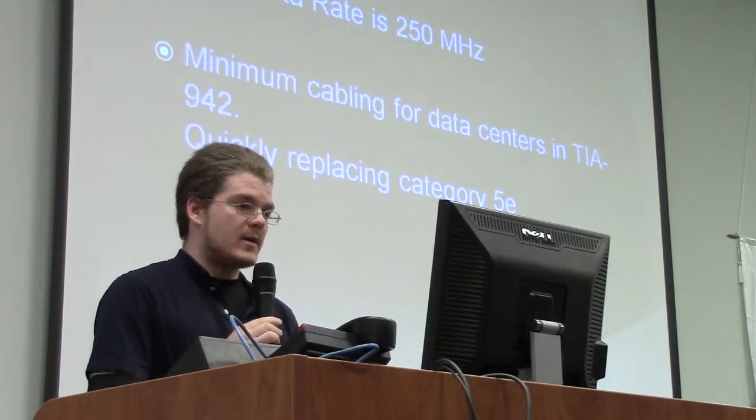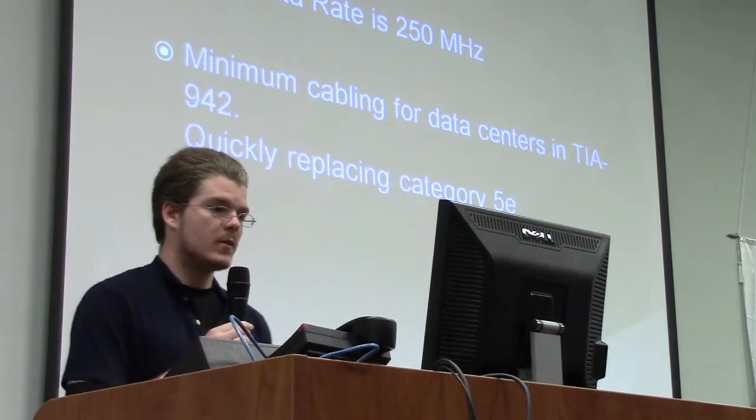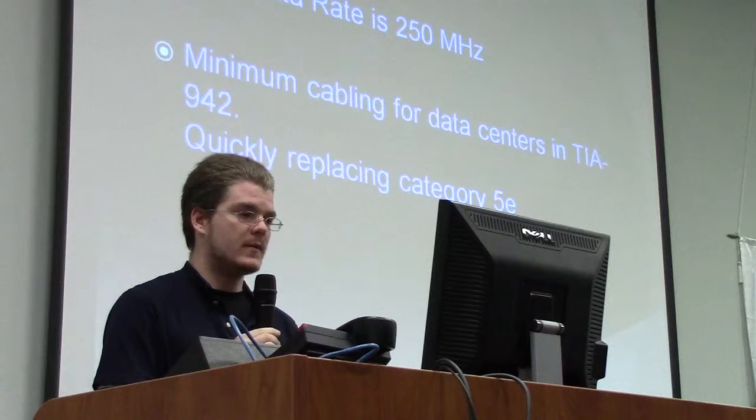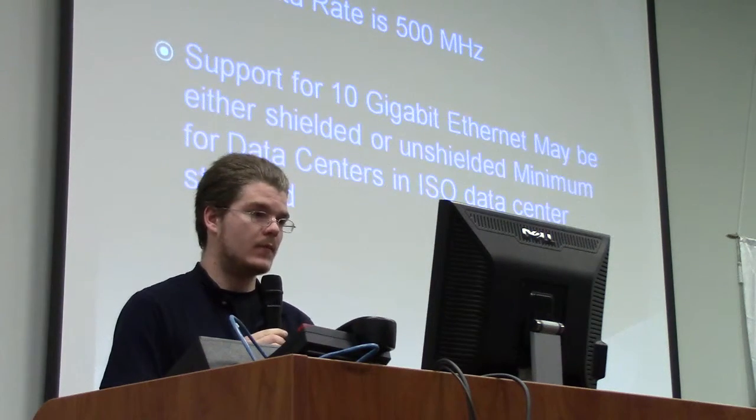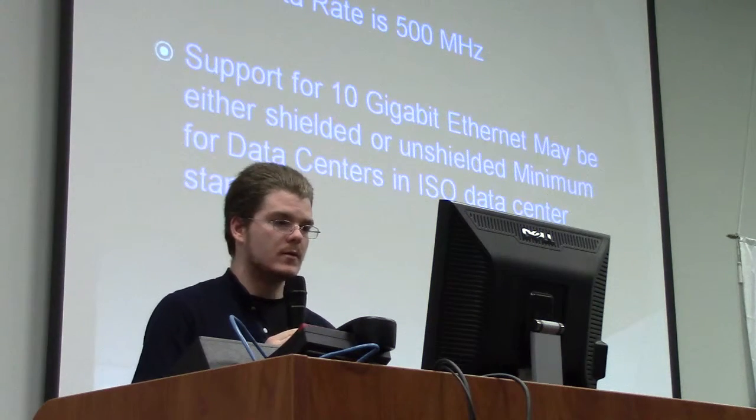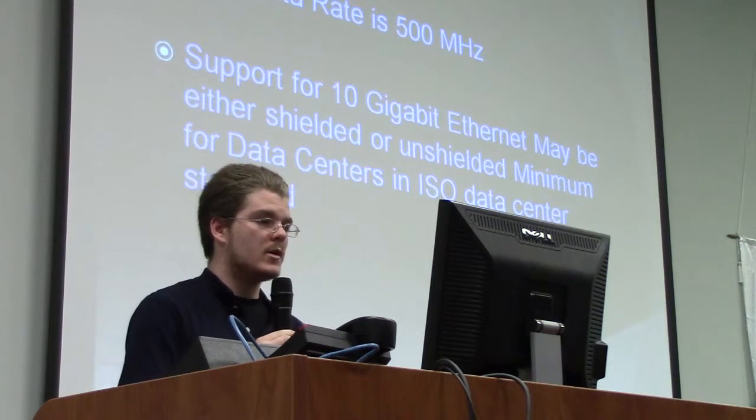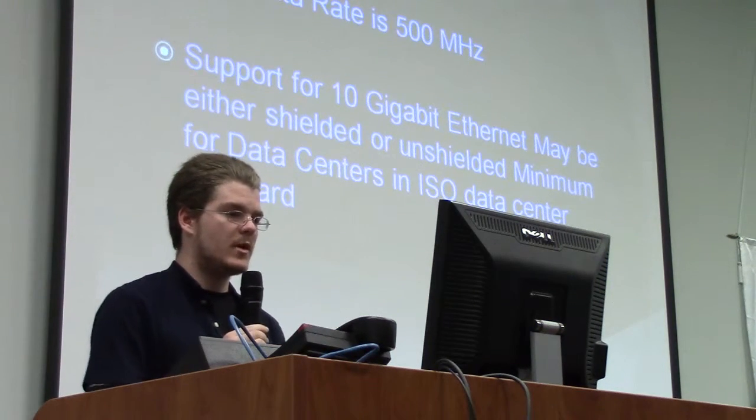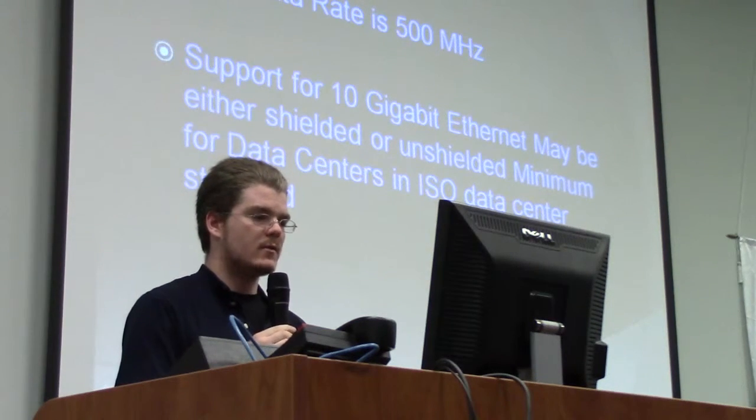Category 6 max data rate is 250 megahertz. Minimum cable for data centers in TIA 942, quickly replacing Category 5E. Category 6E max data rate is 500 megahertz. Support for 10 gigabit Ethernet, may be either shielded or unshielded, minimum for data centers in ISO data center standard.